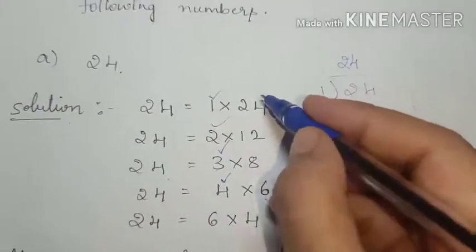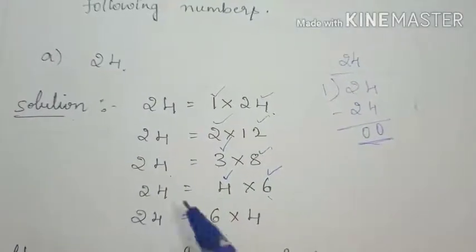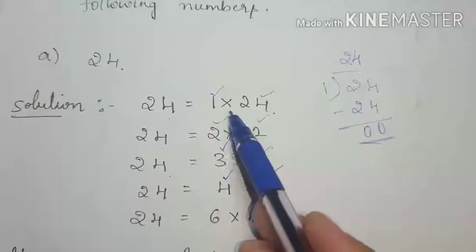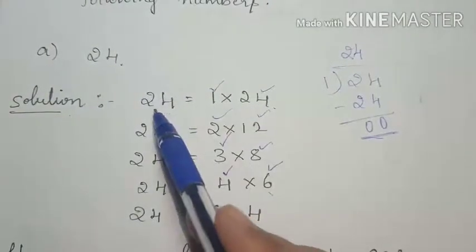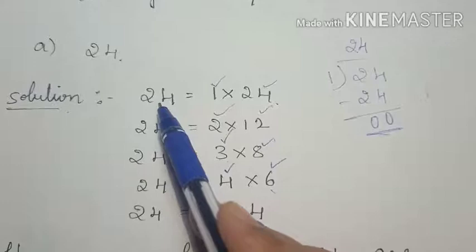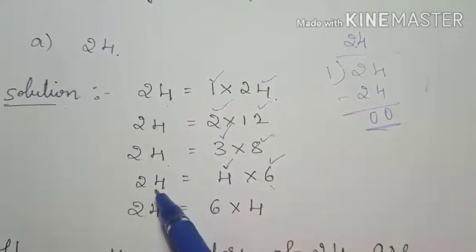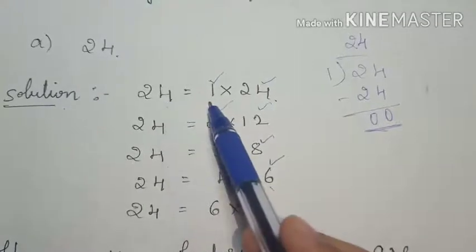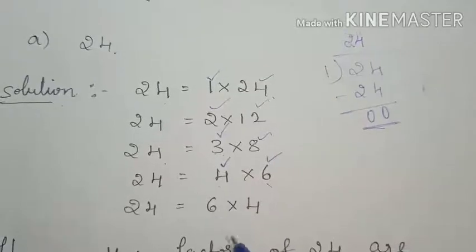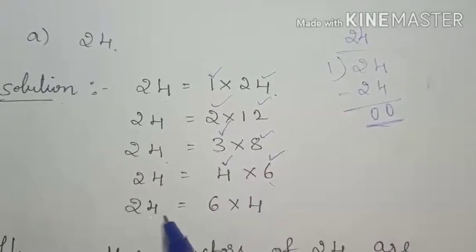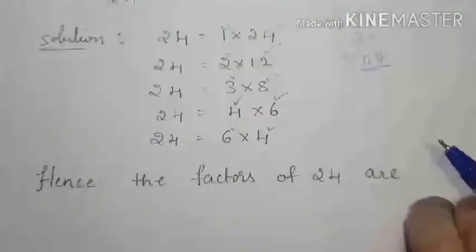Also these 24, 12, 8, 6 are also the factors of 24. Right? The multiplicand and multiplier both are the factors, and this is the multiple. The product that you obtain is the multiple, and the multiplicand and multiplier both are the factors. Next, 6 4s are 24. Hence 6 is also a factor, 4 is also a factor.